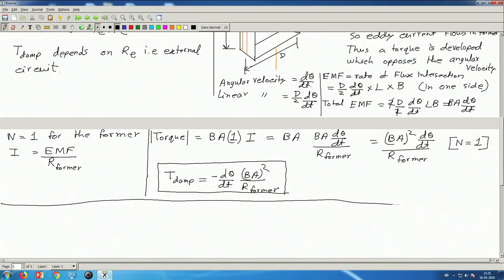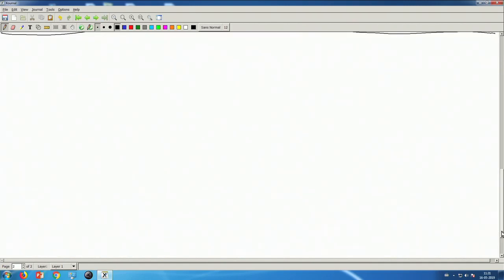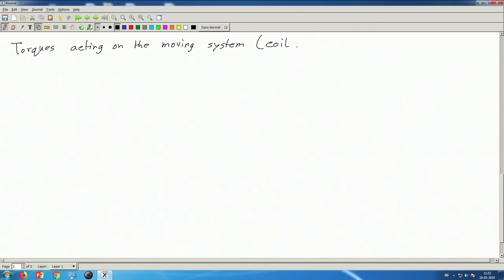So, what have we seen so far? We have seen that there are a number of forces or torques acting on the moving system, that means the coil plus the former frame plus the pointer and everything else which is attached to this coil, etc.